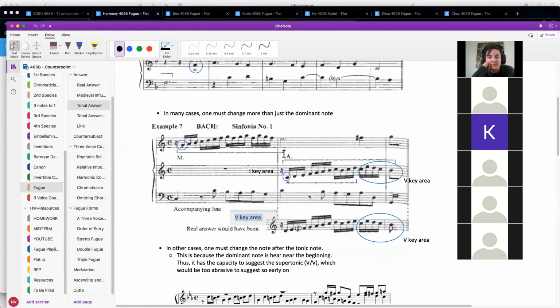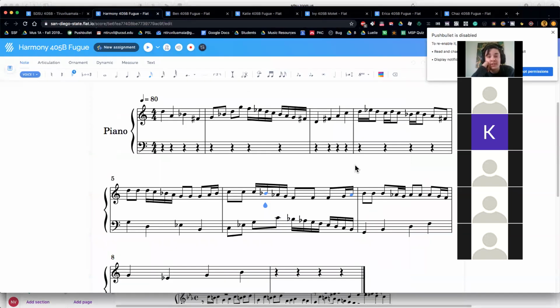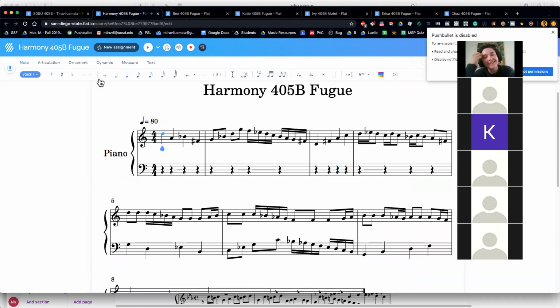There are exceptional cases again where you do have to change more than just the first note. But by the end, sorry, go ahead. In my defense, it sounds really cool. You know, let's just play it. I'm curious now.